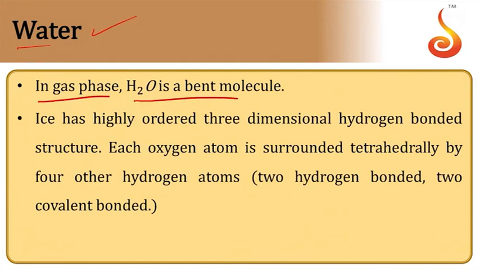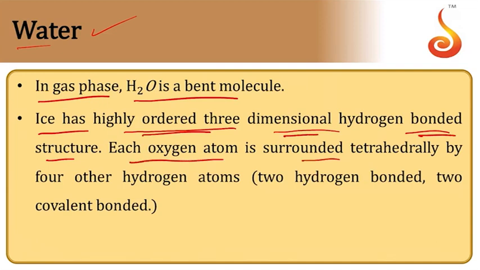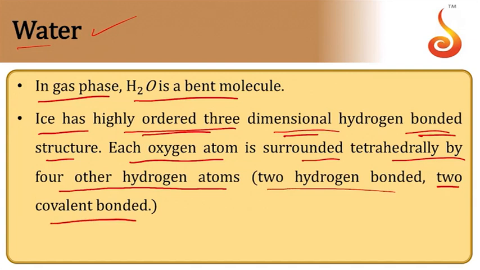When it comes to the solid state, which is nothing but ice, ice has a highly ordered three-dimensional hydrogen bonded structure. Each oxygen atom is surrounded tetrahedrally by 4 other hydrogen atoms. 2 of them are hydrogen bonded and 2 of them are covalently bonded. So each oxygen atom is surrounded tetrahedrally, meaning having 4 bonds, by 4 other hydrogen atoms.